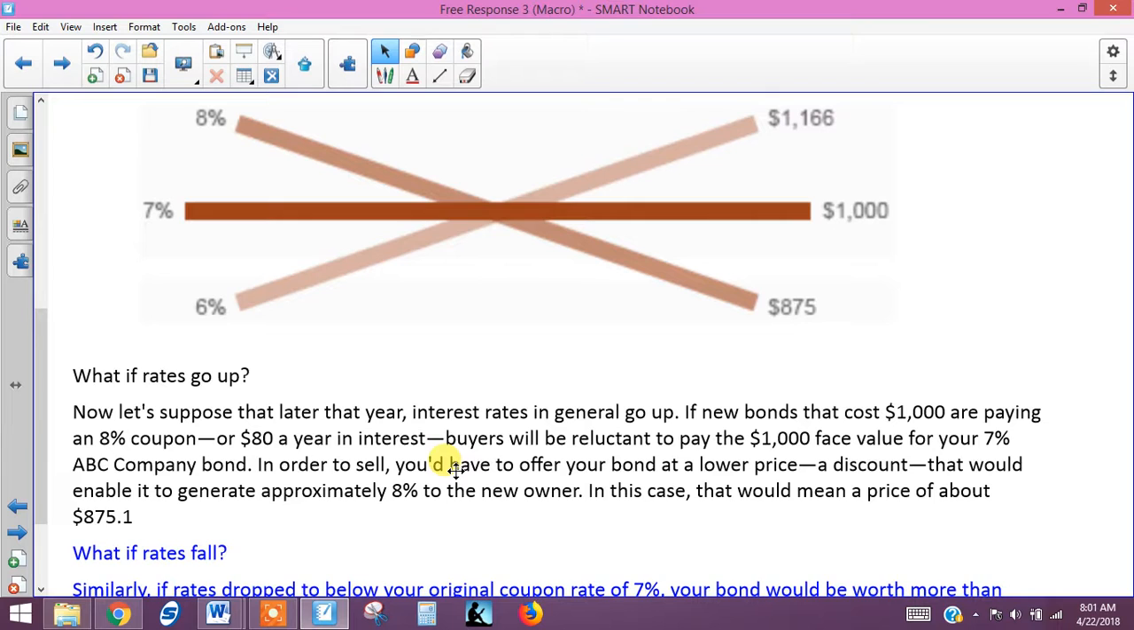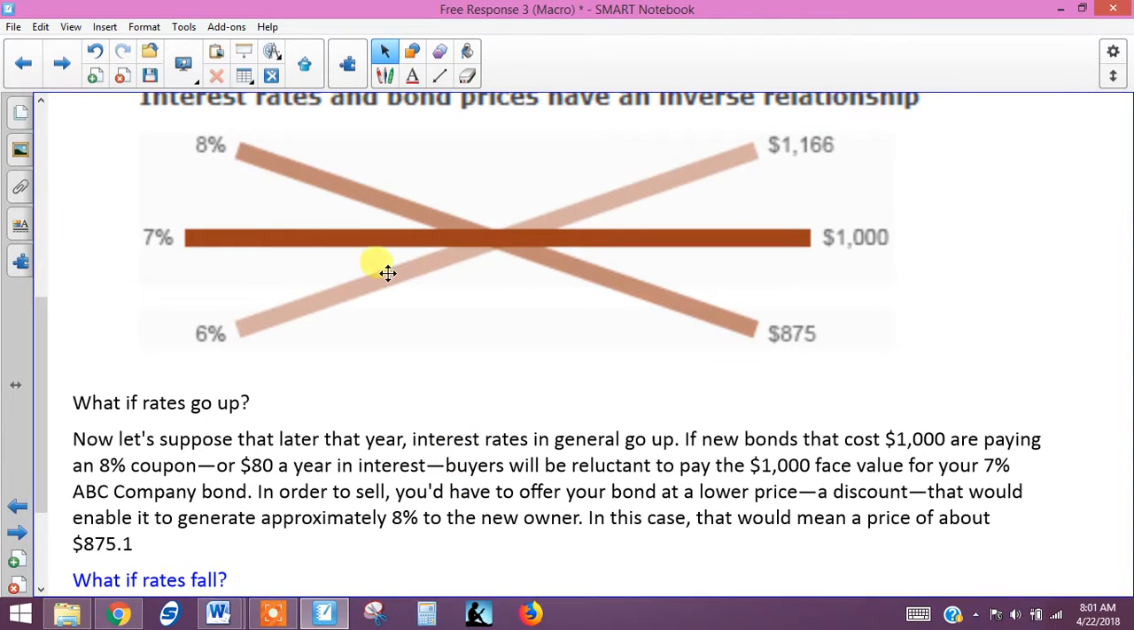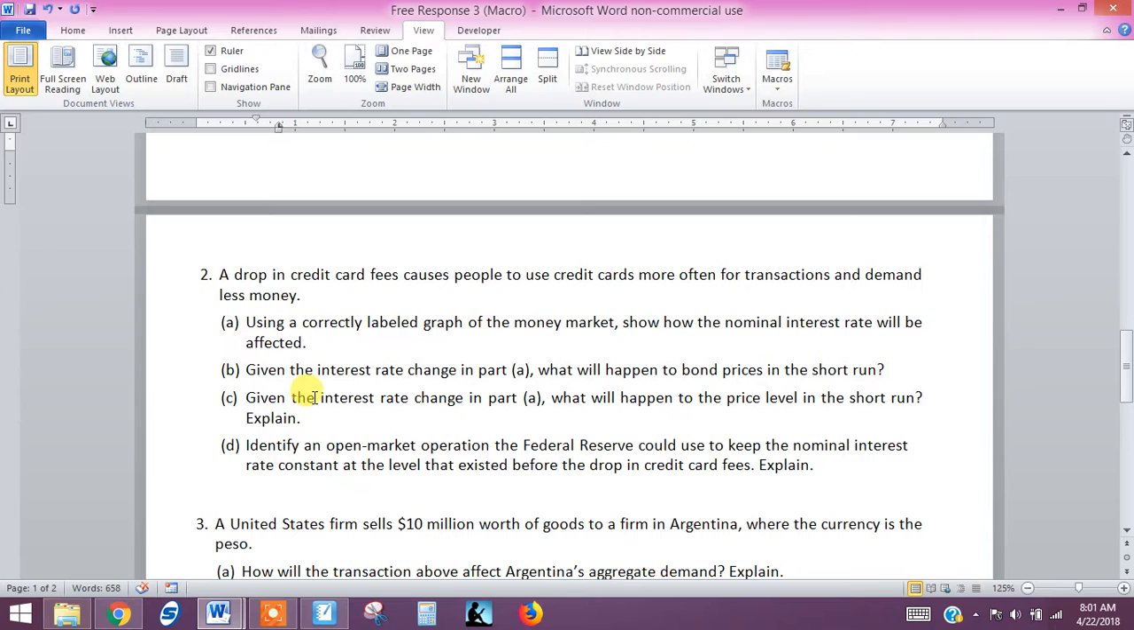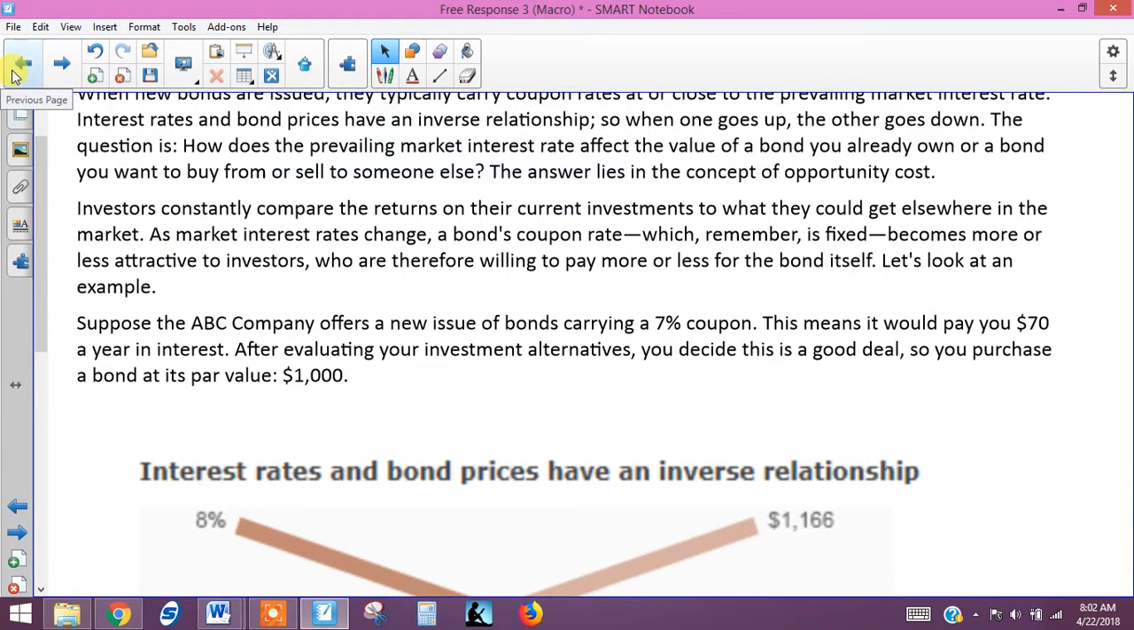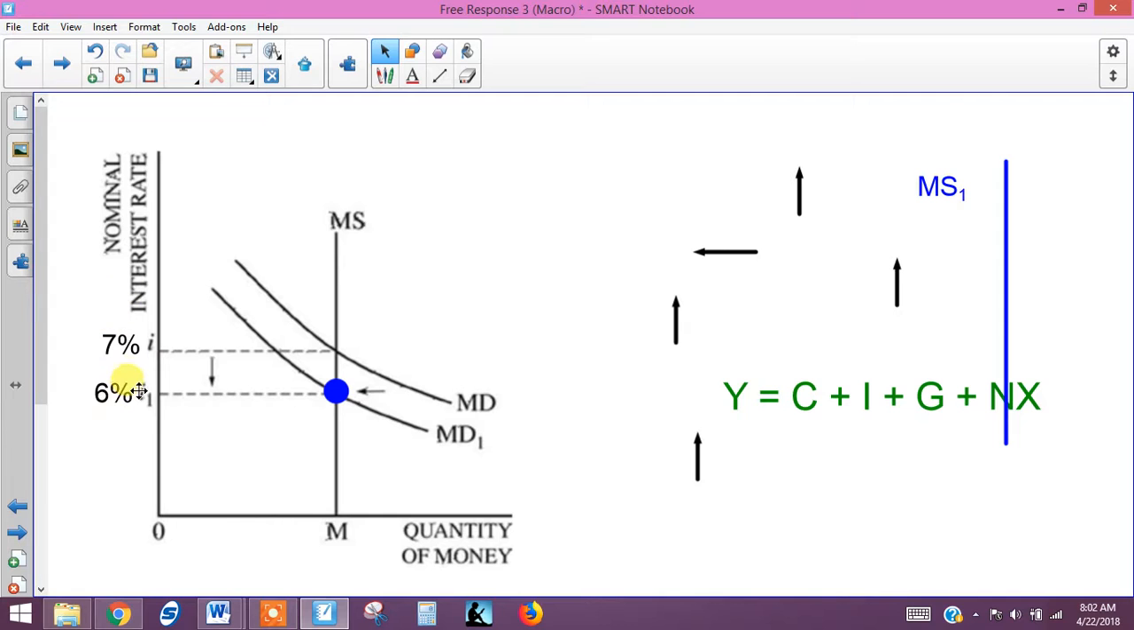And hopefully you get a better idea of what's happening here with nominal interest rates and bond prices in the relative short run. Okay, so that is the long answer for part B. The short answer is that if the interest rate drops, like we are showing here, then bond prices are going to rise. Okay. All right.